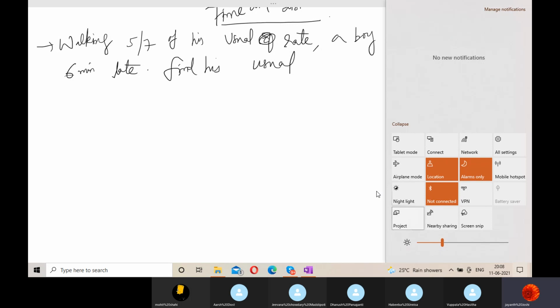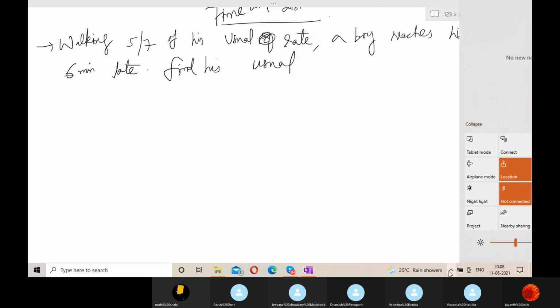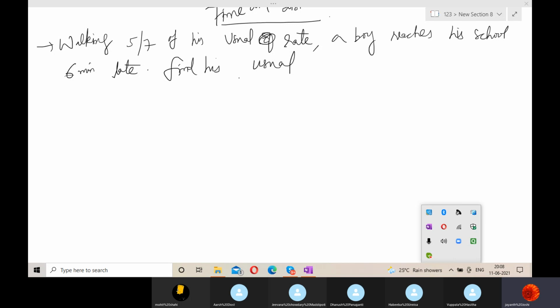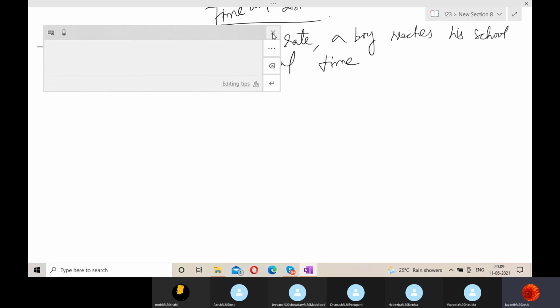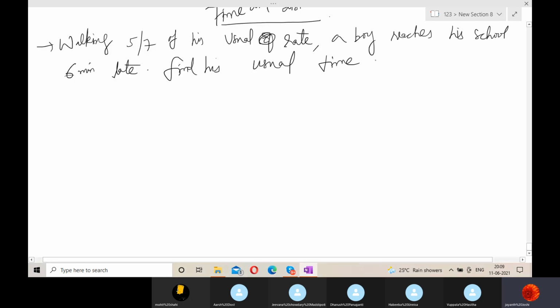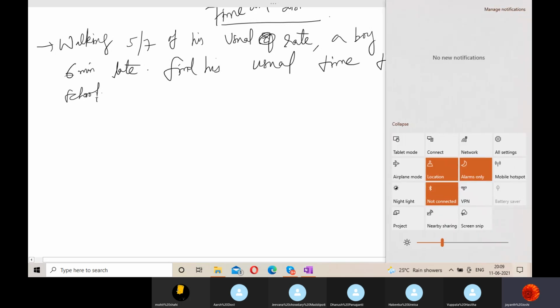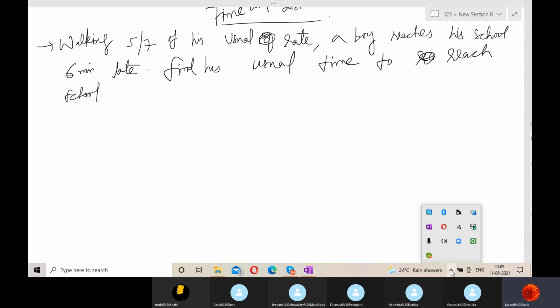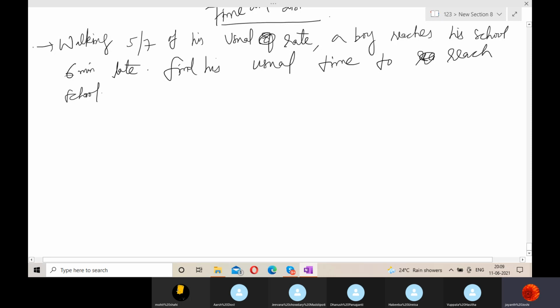Now they are asking us to find his usual time to reach school. So we need to find that. The boy is not walking to his full capacity. He is walking at 5/7 of his usual rate. That is an understood fact. Since he is walking less than his capacity, he is late.